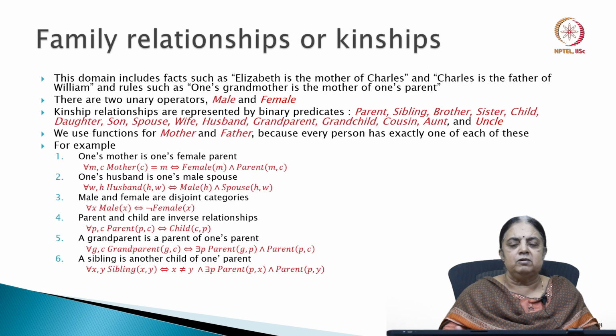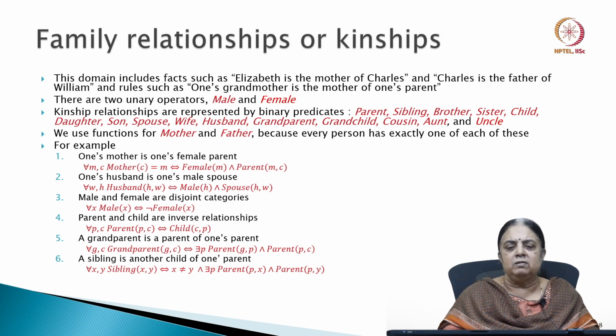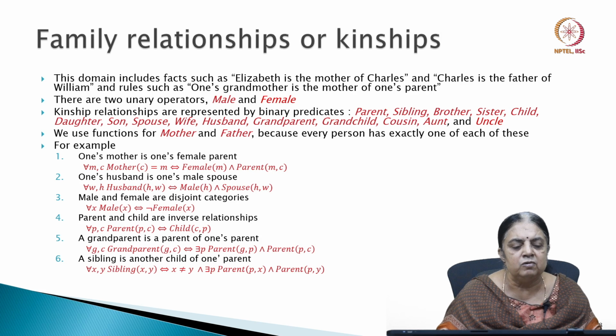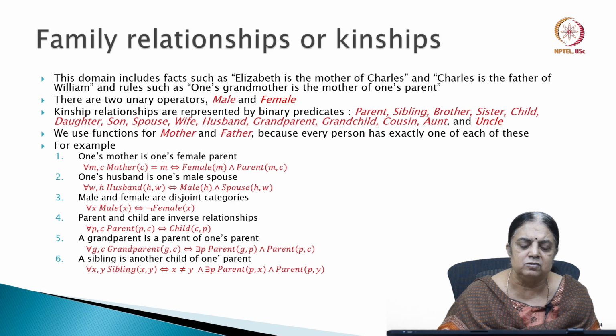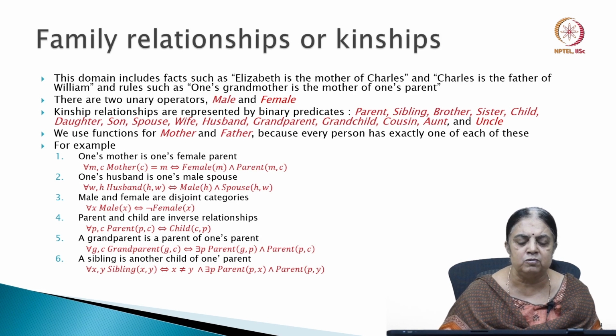Okay, so the first domain that we will talk of is the family relationships domain, right? So how do we say things like Elizabeth is the mother of Charles and Charles is the father of William, okay? And rules such as one's grandmother is the mother of one's parent, etc. So those are rules which we need to put.